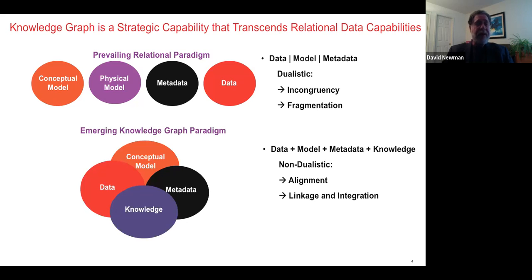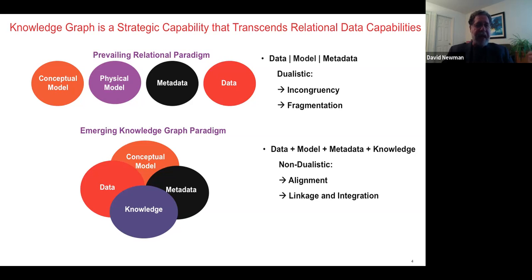So the emergence of the knowledge graph paradigm positions us much better for the future because the model around that data, plus metadata, plus knowledge are all linked and integrated together. So I call this non-dualistic. They're not segregated. They're integrated in a way that allows us to connect data to knowledge about that data. It's connected through this new paradigm rather than segregated in the relational paradigm.